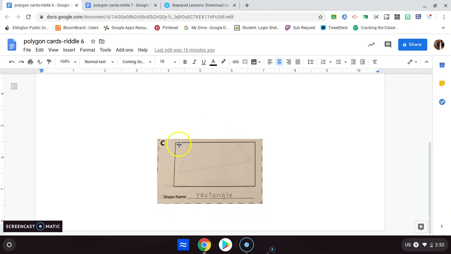Rectangle C, 4 sides, has all 90-degree angles. It has parallel, these don't touch, perpendicular with the 90 degrees. And this line here, if I flipped it up here, it would be about halfway. So if I doubled it, it would be about as long as the top. All right, pause and get your cards situated for one more.